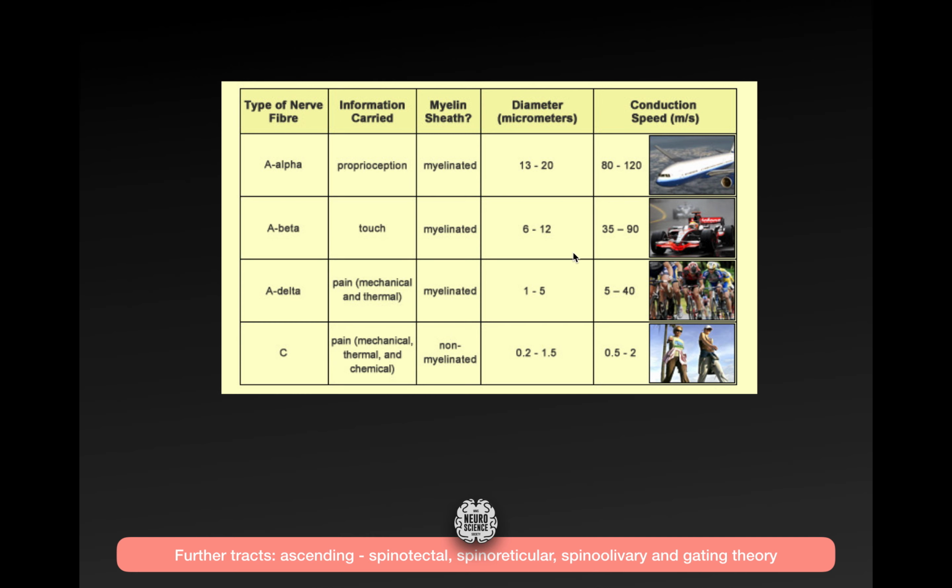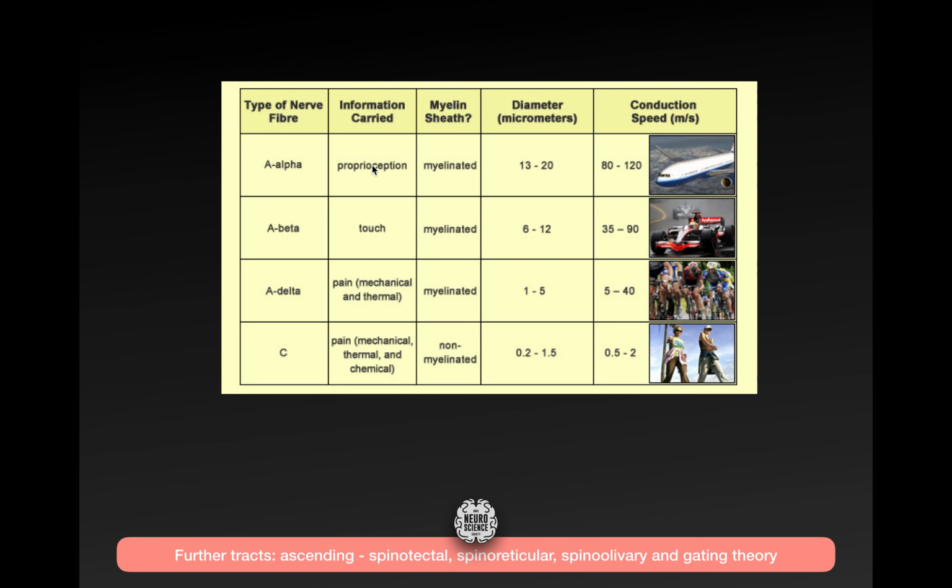Touch is quite quick. It's quicker than your A delta fibers, and that's so you can pick things up with stereognosis. You can think about what's in your hand. You can search for things. You can also modulate the depth of pressures and things that should be related to you.